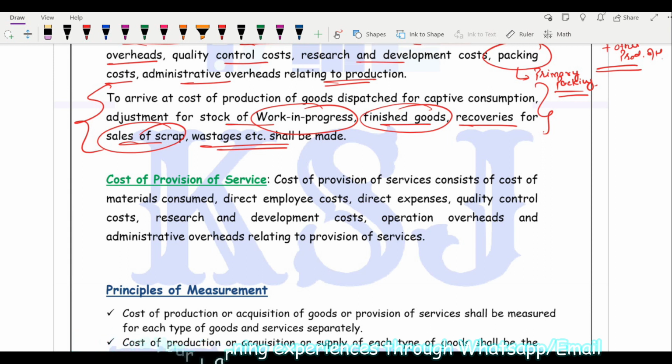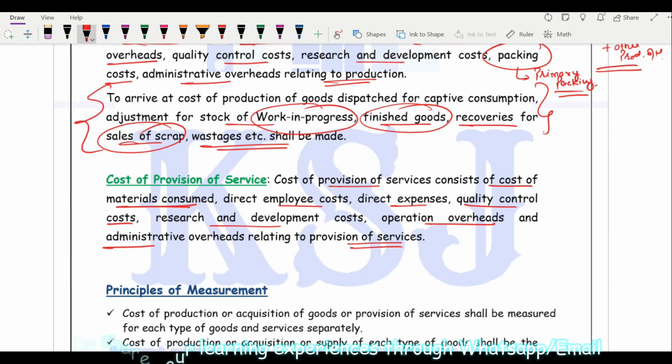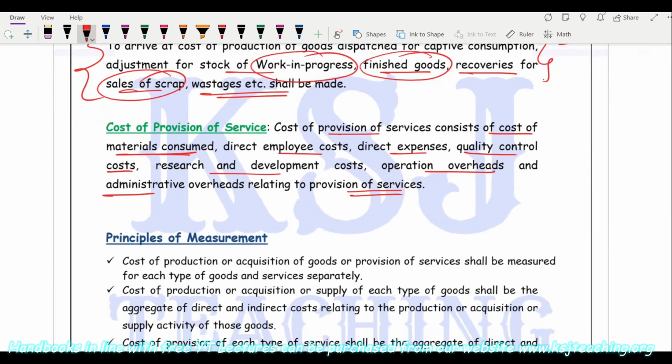Okay. So cost of provision of services consists of the cost of material consumed. Yes, whatever the cost we are providing for the books, that will form part of the cost of a service. Direct employee cost, direct expenses, quality control cost, research and development cost, operation overheads and administration overheads relating to provision of services. The basics remain the same, that here, in place of goods, we are providing the services. Rest all the expenditures will be there, right?